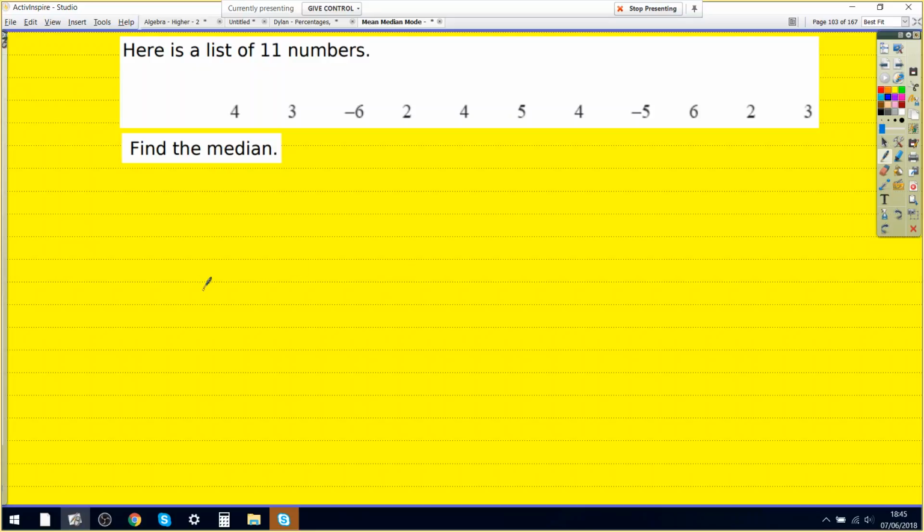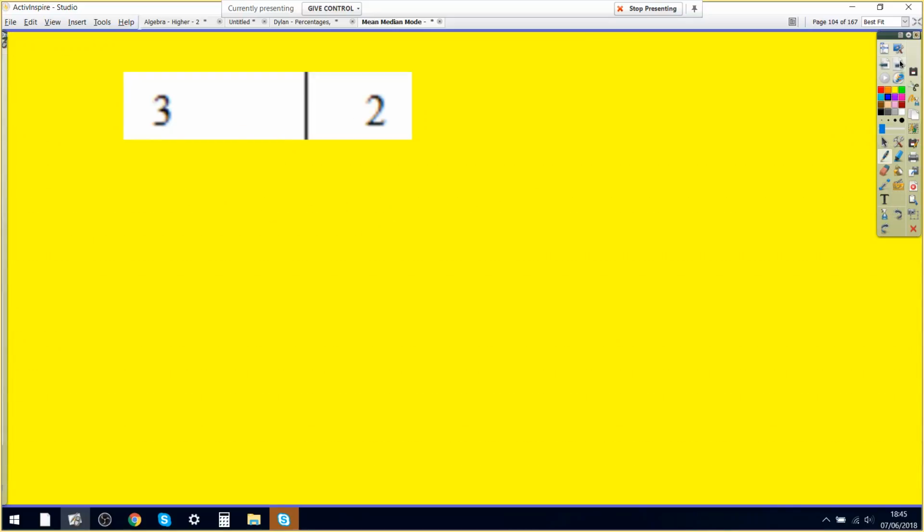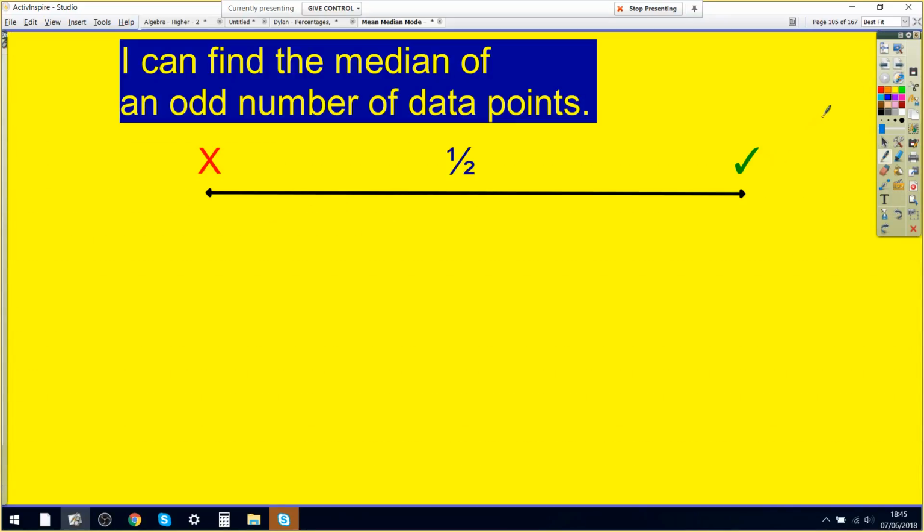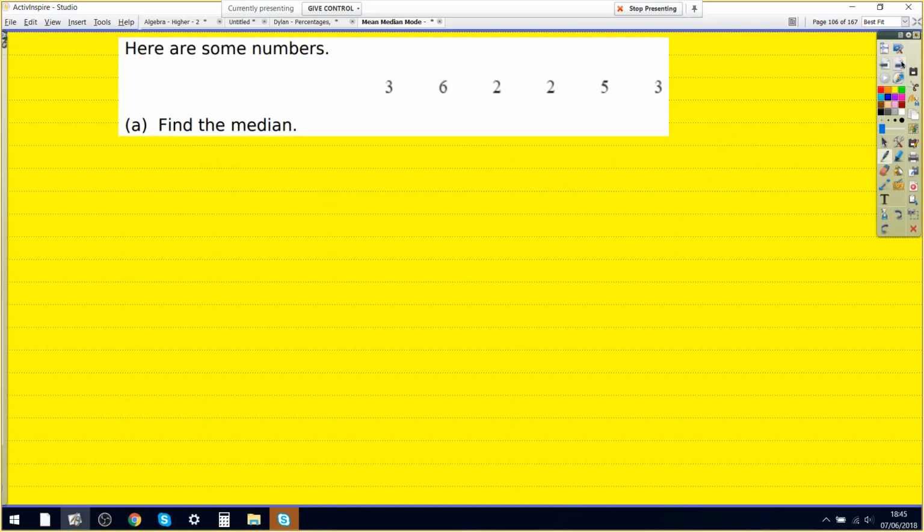How would you start this one? Because it's got minus numbers. So the list would go -6, -5, 2, 2. Yeah, and I think you'd be fine for the rest of that. I was just checking the minuses. You're okay with that? Okay, I can find the median of an odd number of data points. Tick. That's for an unordered list.